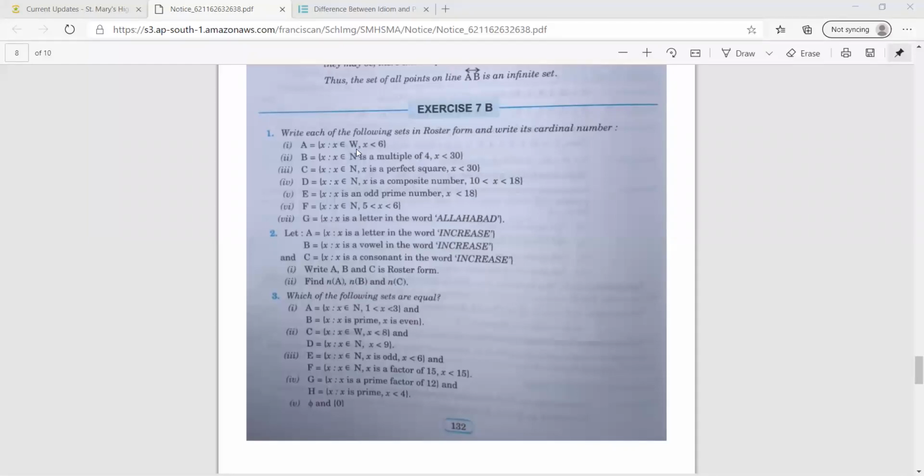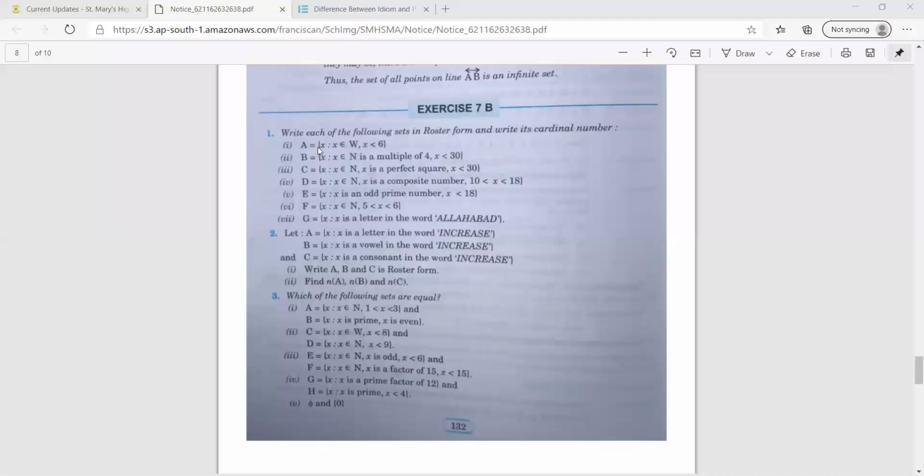Earlier on I had told you W stands for whole numbers, and whole numbers begin from 0. So how many whole numbers are we to write? X is less than 6. So you write whole numbers which are less than 6. So you need to learn how to read the set builder form sets. If you are able to read and understand the properties, then you'll be able to list it in the roster form. So here whole numbers less than 6 means 0, 1, 2, 3, 4, 5.